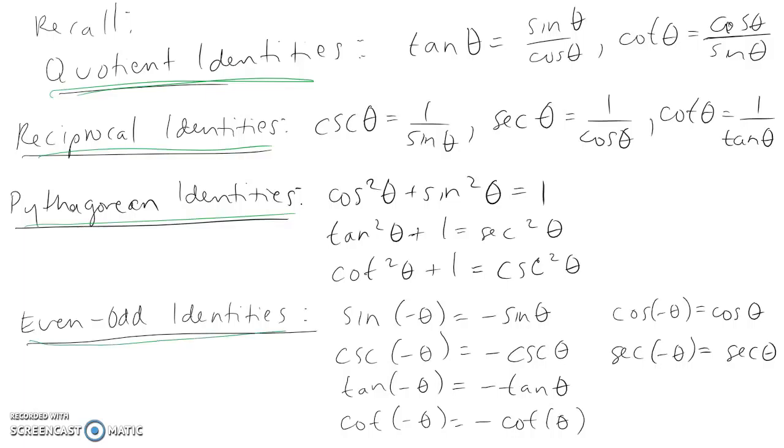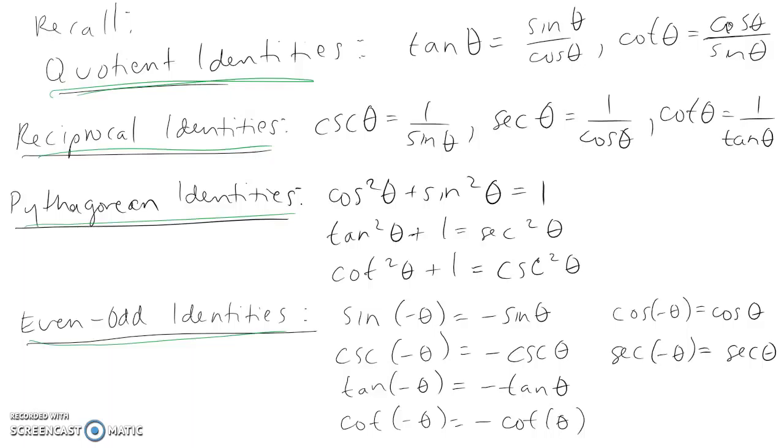And last but not least, the even-odd identities. The sine of negative theta is minus sine of theta. Same for cosecant, tangent, and cotangent. Those are all odd functions. And cosine and secant are even functions, meaning that cosine of the opposite of theta is the same thing as cosine of theta, and similarly for secant.